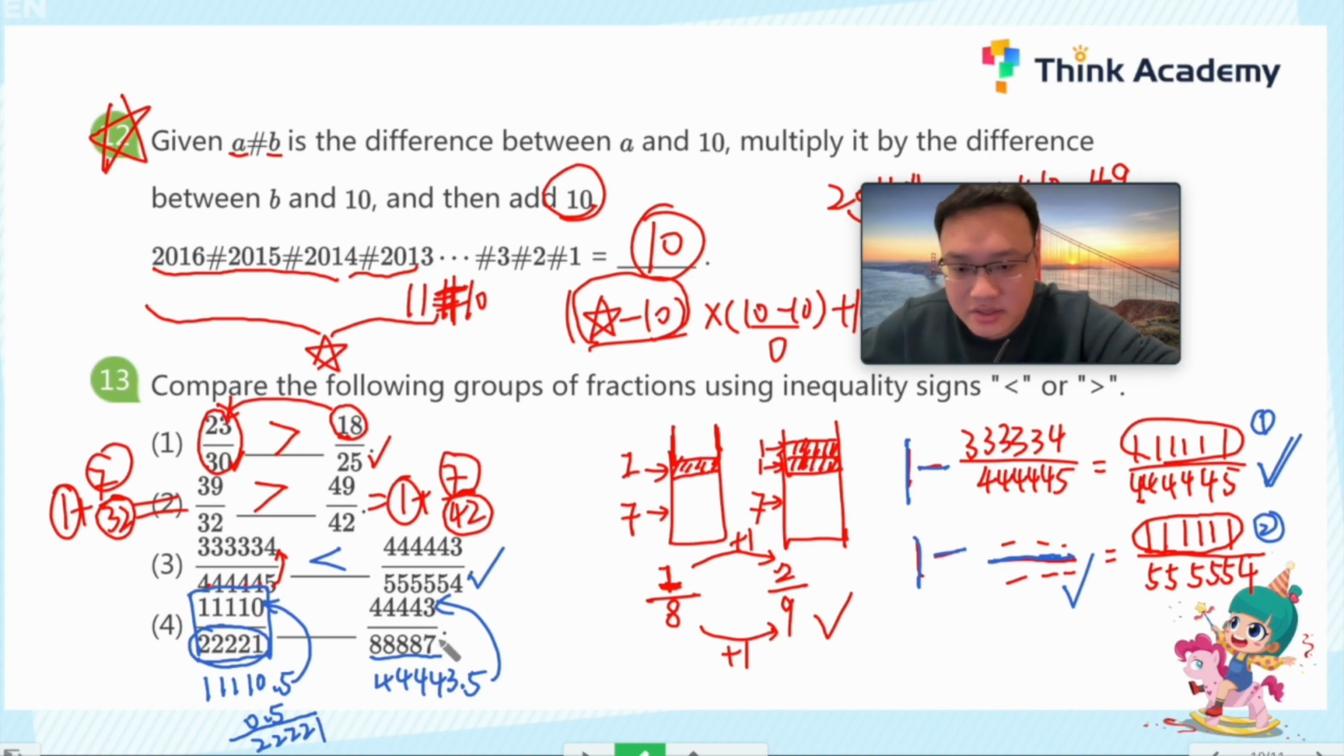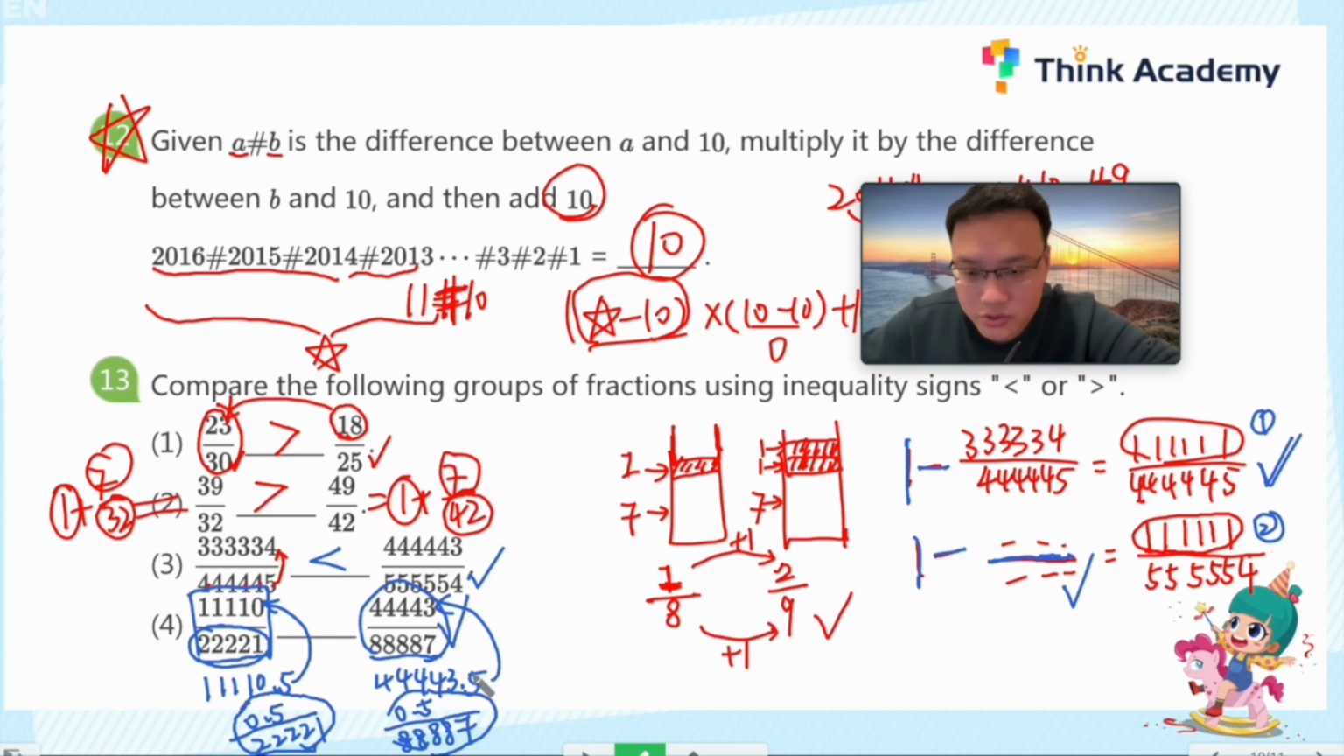And this fraction is 0.5 over 88887, closer to a half. So let's see, as for these two fractions, of course, this number is larger, right? This one is smaller. What does that mean? That means the second fraction is closer to a half, so that is larger. It's closer to one half, right? So the second one is larger.